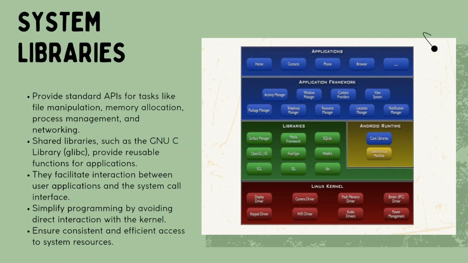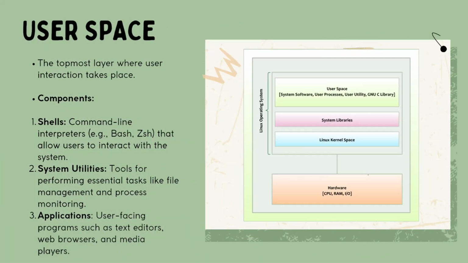And the last layer in the architecture of Linux is user space, that is, user applications. This is the topmost layer in Linux architecture, where the user can interact as per the requirement. This layer includes some components like shells, system utilities, applications, some system software, user processes, etc. It also includes some libraries, because it is the topmost layer in the Linux operating system that connects with the system libraries, kernel space, etc. But it is directly connected with the system libraries and shell.